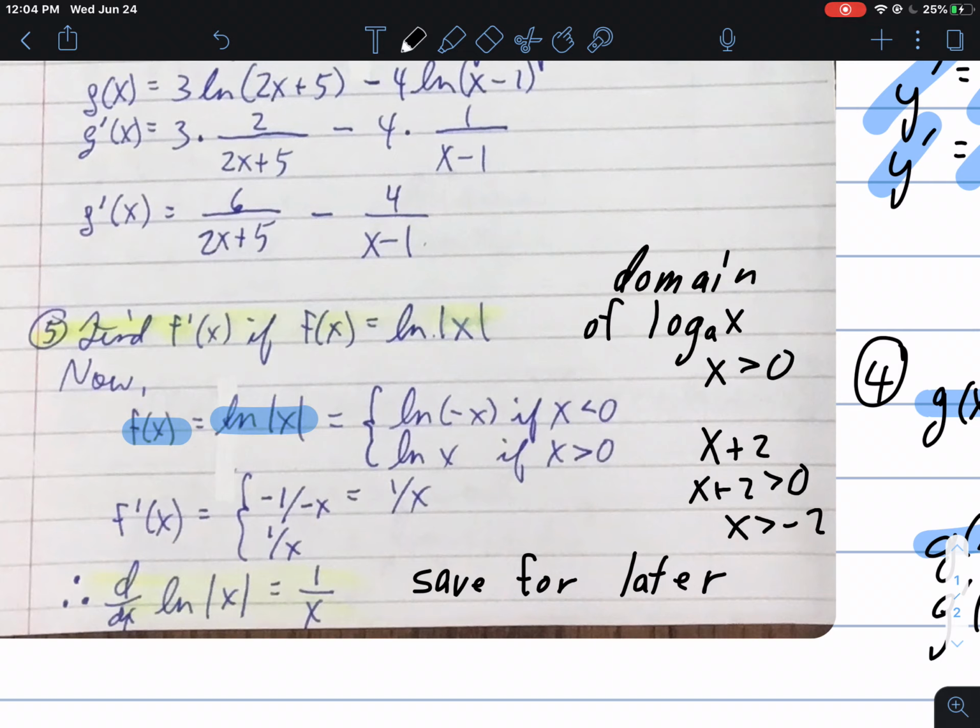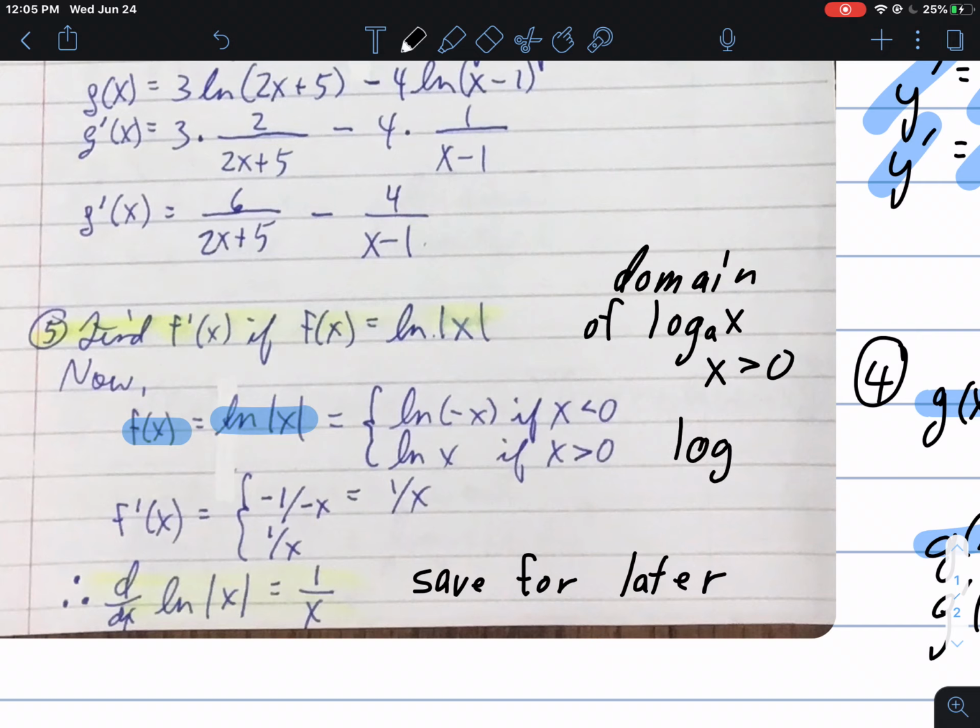So for natural log of x, the domain is 0 to infinity, but for the natural log of the absolute value of x, the domain would be all real numbers except 0. You still can't plug 0 in there because ln of 0 would still be undefined. But at least now I've expanded the domain of the function to include negatives as well. So I'm just going to make a note here for that as well.